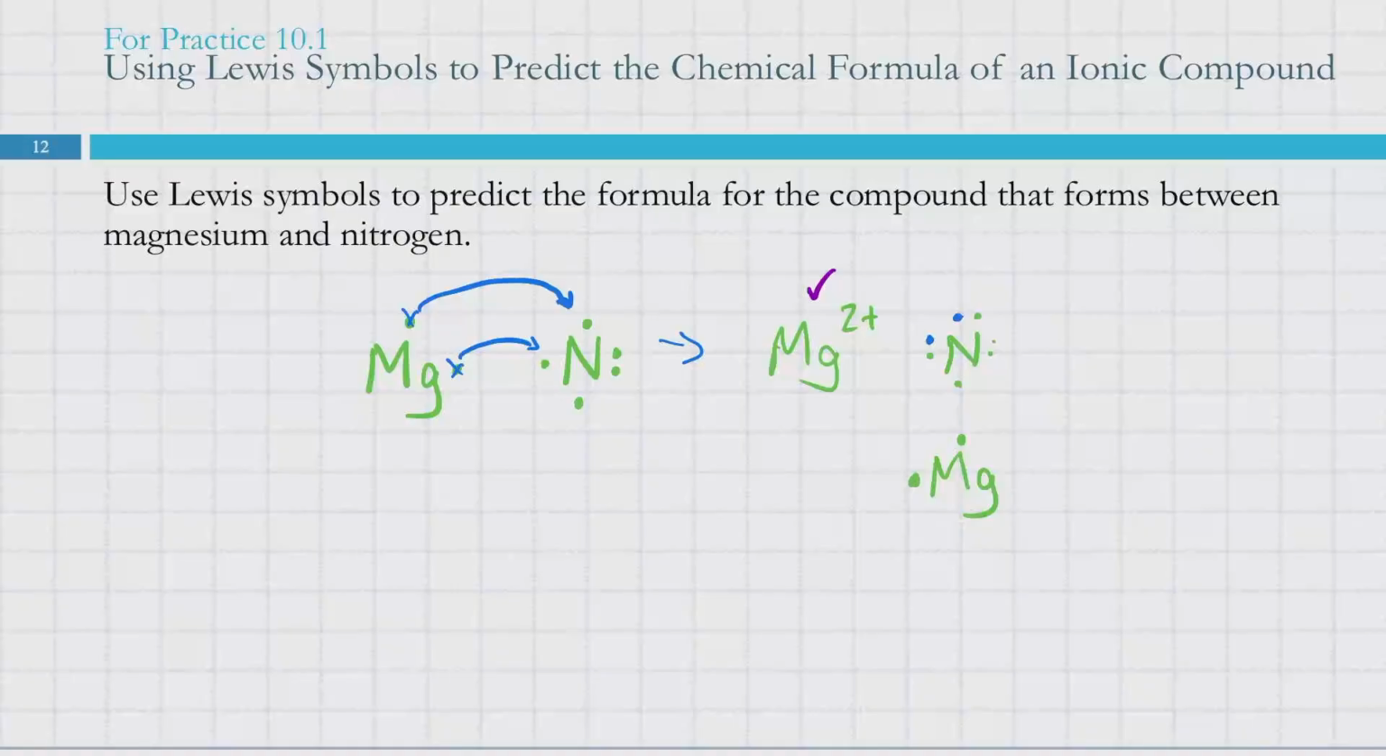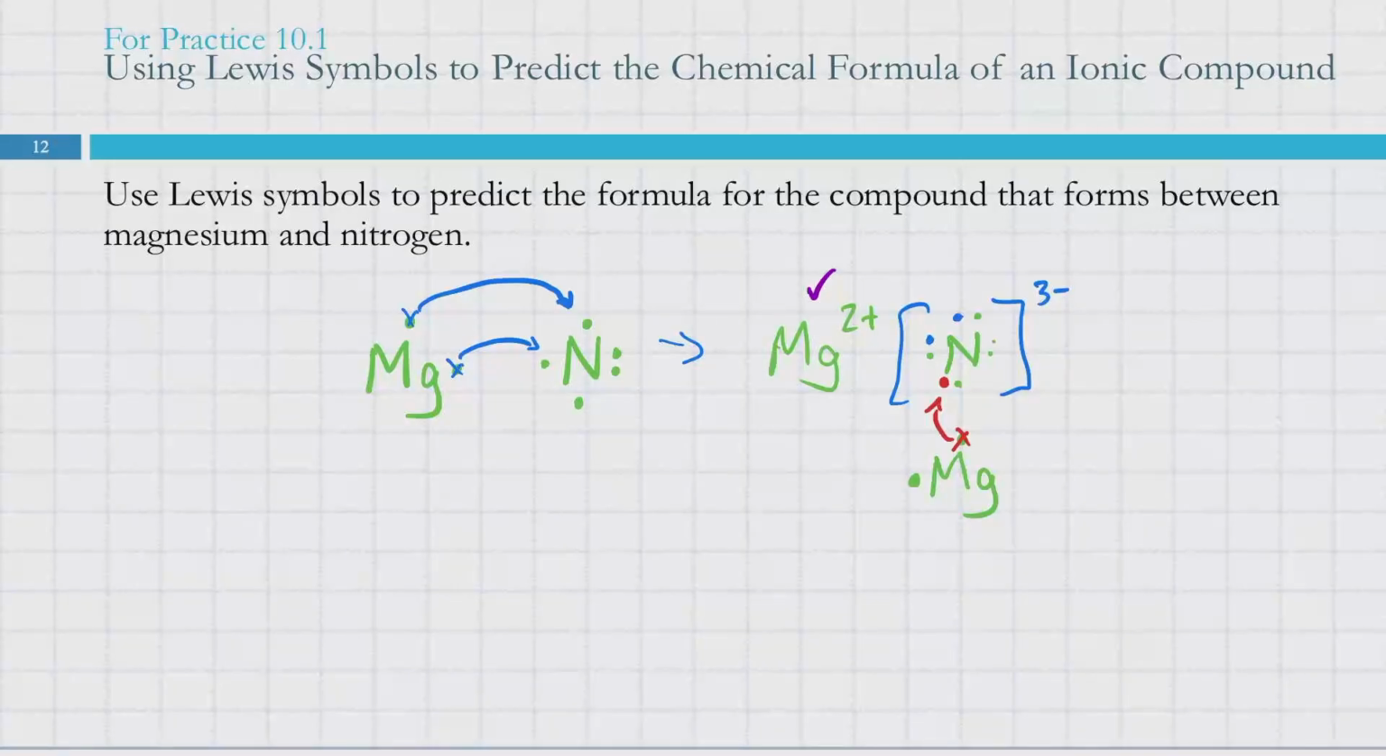This magnesium is also going to have 2 valence electrons. And so the second magnesium can give an electron to our nitrogen. And when it does that, now our nitrogen has a 3-. It's got a full octet. So all's well and good.